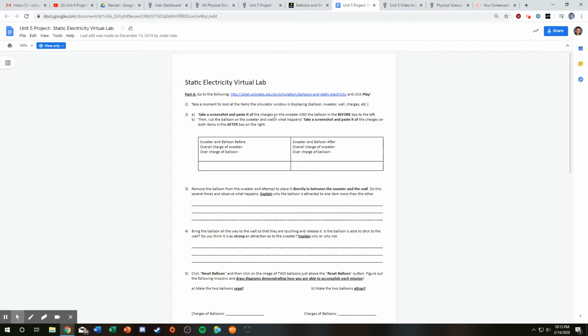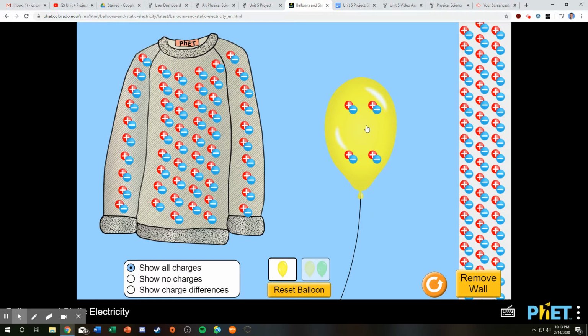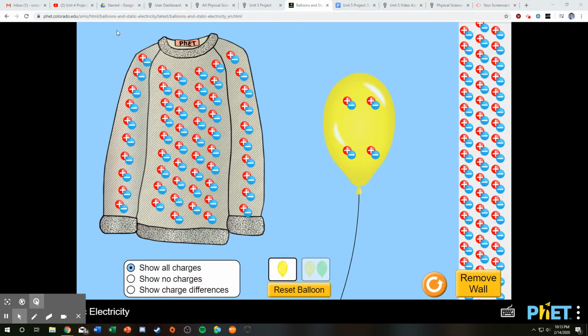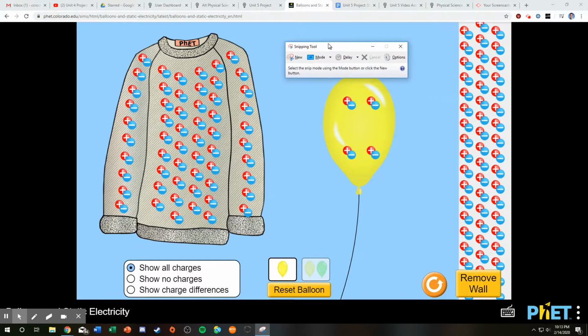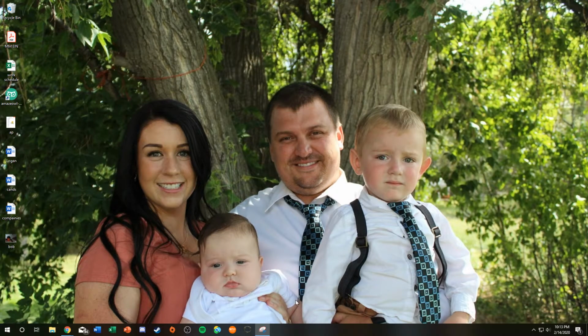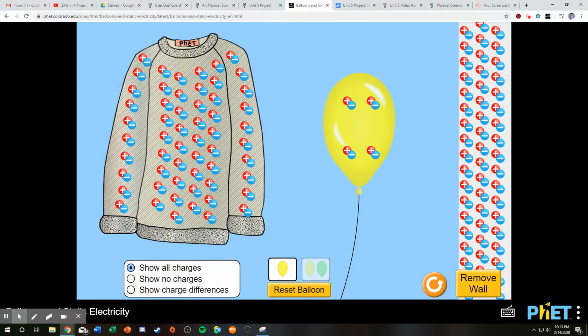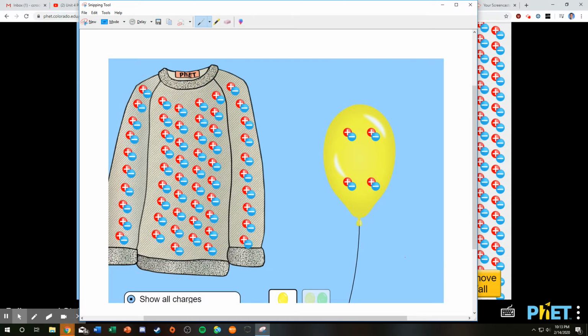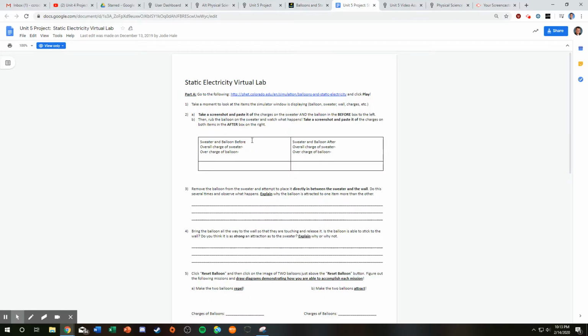If I was to do this first one right here, it says to take the balloon, and first to take a screenshot of this. Now, if you're on a Windows computer, you can look up the Snipping Tool. You take a screenshot, and it brings up a little page like this. You just push New, and then you can screenshot that, press Control C, and paste it right here into the box after you make a copy. That's what you'll do there.